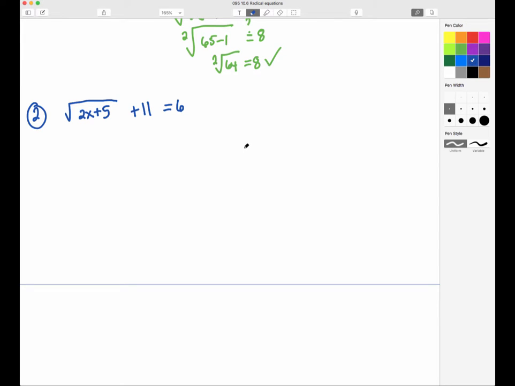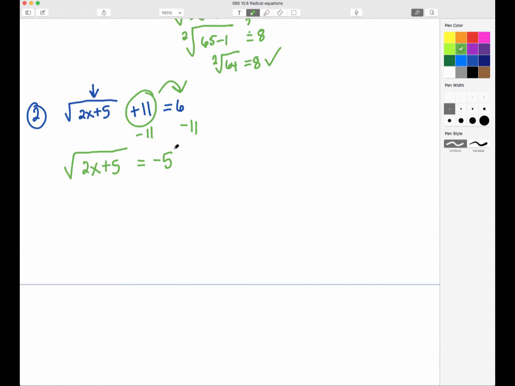So like my tips were saying, we want to isolate a radical and then look at the index, and again we'll check our answer at the end. So I need to isolate this radical, and to do that I need to move the plus 11 to the other side of the equal sign. So I'm going to subtract 11 from both sides. So that gives me the square root of 2x plus 5 equals negative 5.